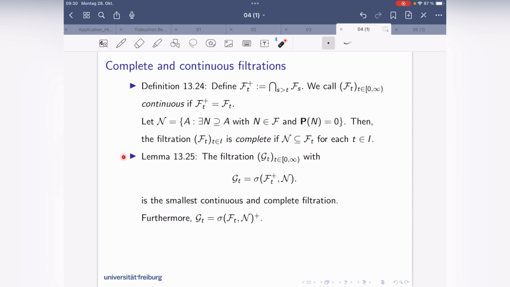And the lemma here shows that if you start with some filtration Ft, you can make it continuous and complete by saying, well, okay, take Ft plus. You also take N and you generate a new sigma algebra out of this. You make that for all t, and that's the smallest continuous and complete filtration. And here it says it doesn't matter where this plus goes. If it goes here or here, that doesn't matter. So keep in mind, we want to have continuous and complete filtrations, and sometimes that's important.